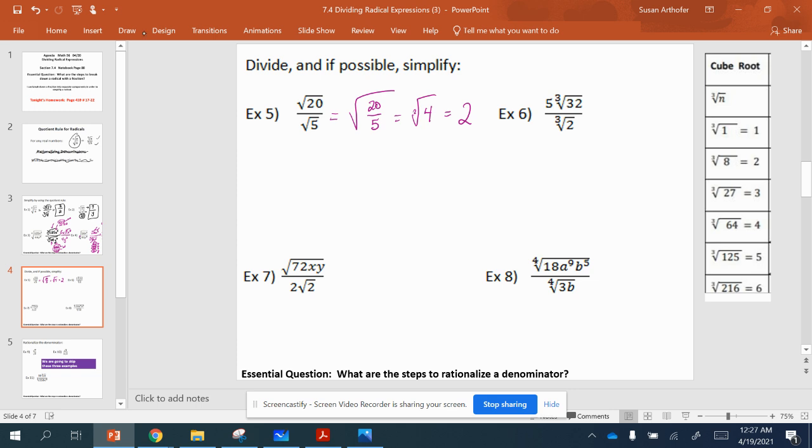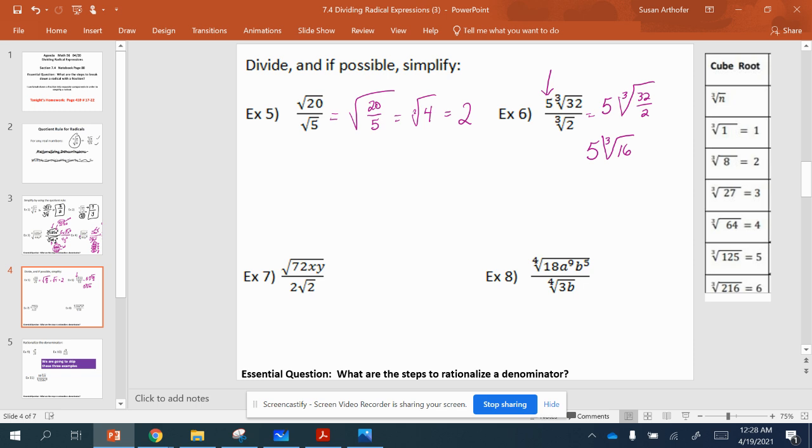So on the next one, we have this outside 5. So I'm going to leave that on the outside. And this is going to be a cubed root, and I'm going to write it as 32 over 2 and see if that helps me. So what is 32 over 2? 16. So I'm going to leave the 5 on the outside, cubed root of 16.